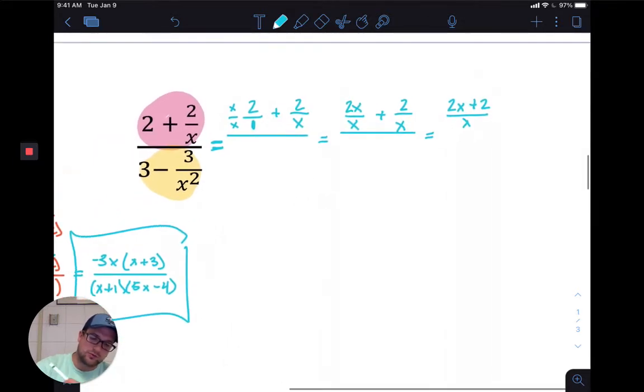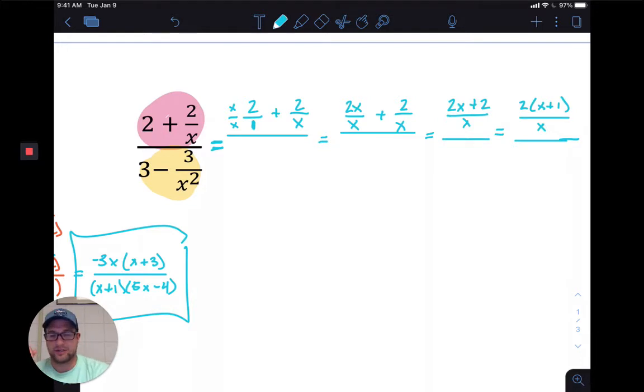which, if we want to go just one step further, we can factor out the top already, and we can write that as 2 times x plus 1. Now, all of this is in the numerator of our giant complex fraction here.